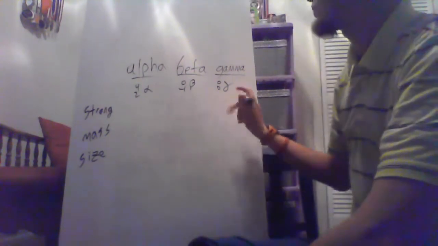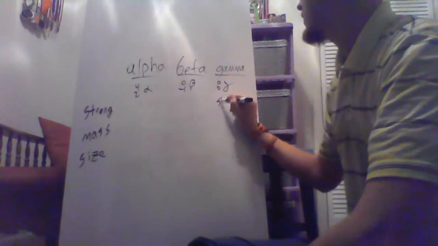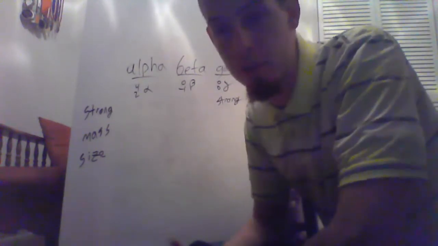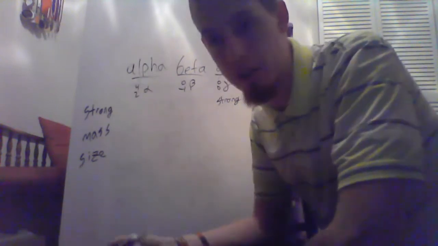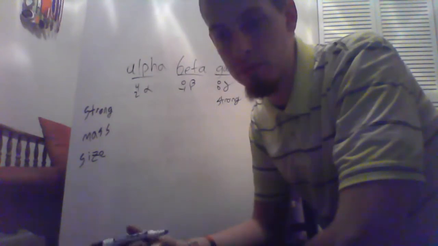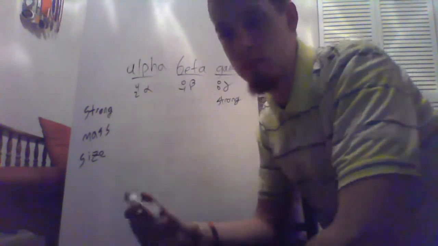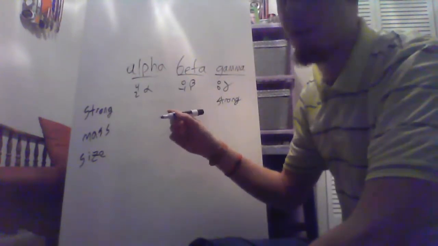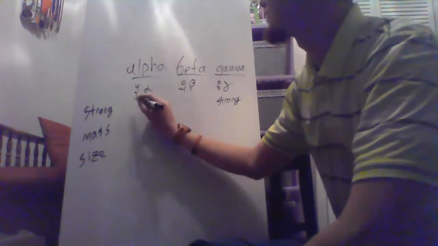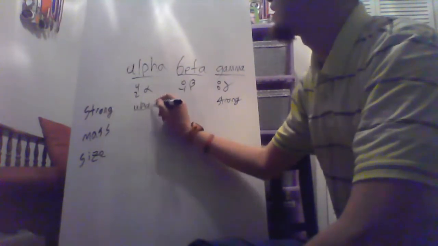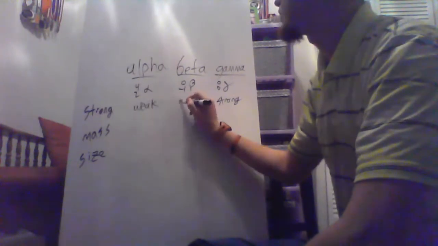Yep, gamma. So gamma is going to be the strongest. Which one's weak? Is beta weak or is alpha weak? Good. Seeing if I can get one more person to say it. Yeah, alpha is the weakest. Good. I should say strength here. And beta is kind of in the middle.